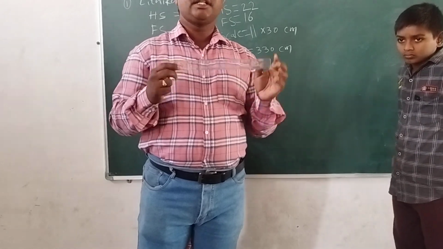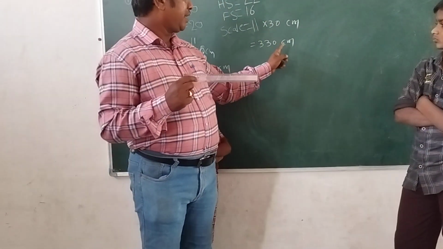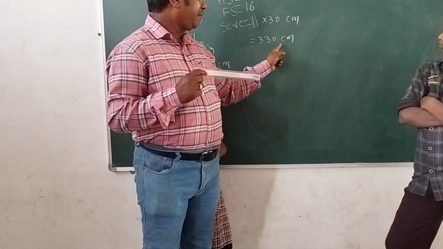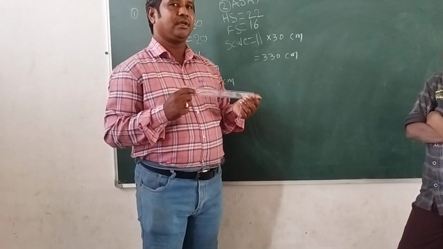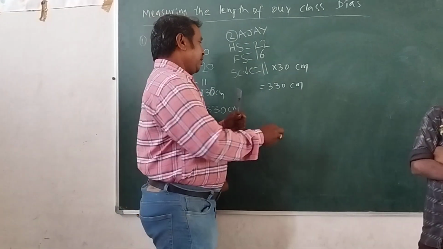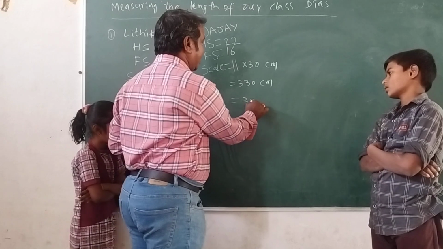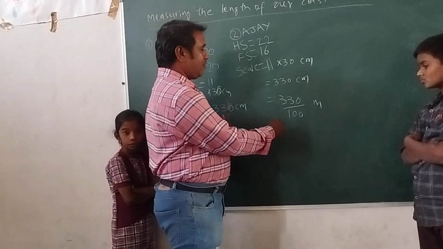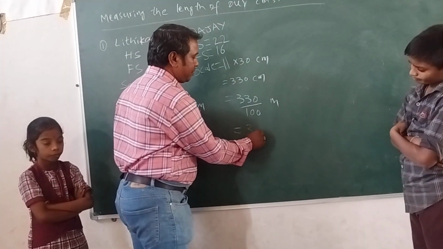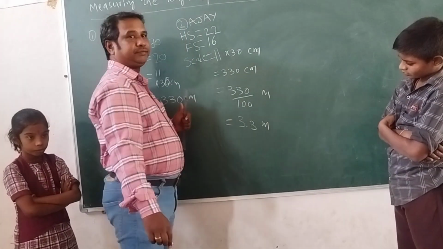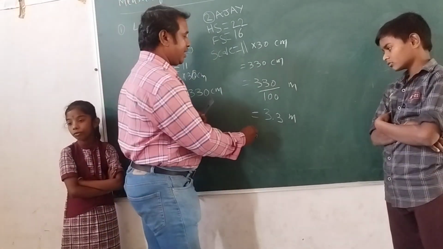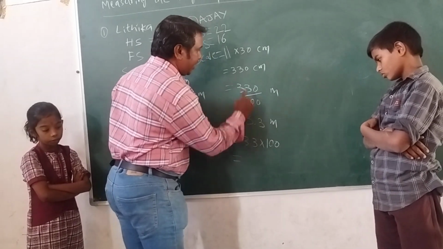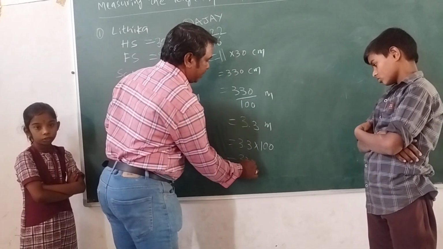So that is why in physics, in each measurement you get a unit and how many times of that unit. This is why centimeter is called a unit of length in the CGS system. If you convert into meter, you have to divide 330 by 100. Then you write meter. So what you get here is 3.3 meter. Suppose again you want to convert into centimeter, what will you do? 3.3 multiplied by 100. So this will again be equal to 330 centimeter.